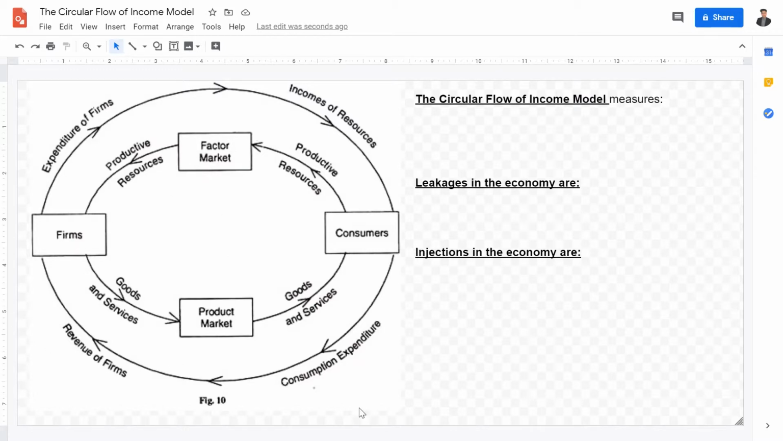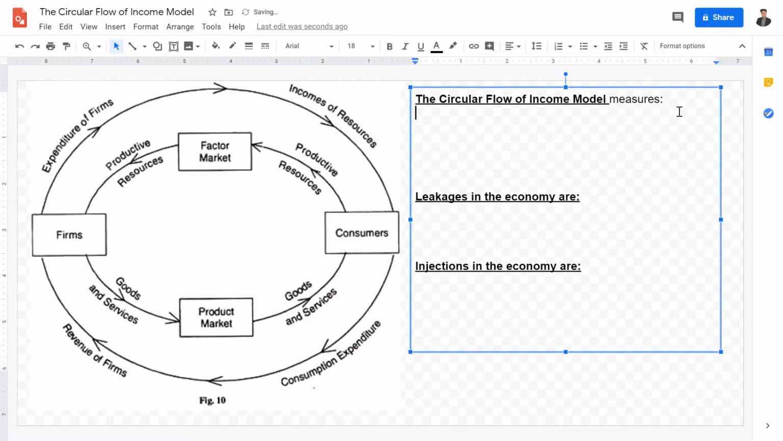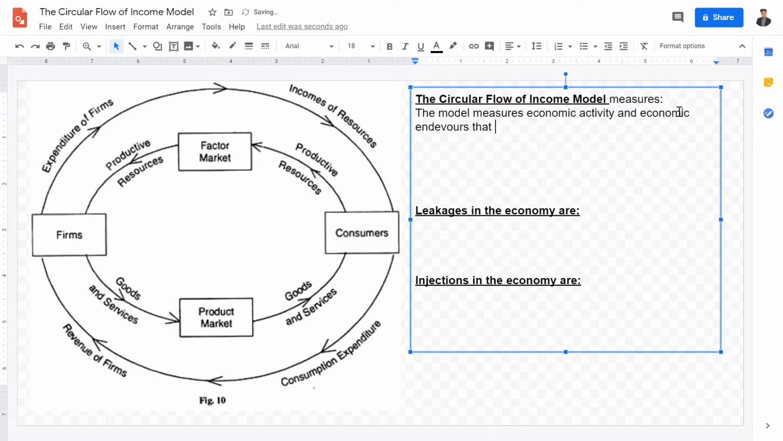Today, we're going to be looking at the circular flow of income model. On the left-hand side, we have an interesting diagram, a model illustrating economic activity within an oversimplified economy. What does the circular flow of income model actually measure? The model measures economic activity and economic endeavors that occur within a simplified economy.